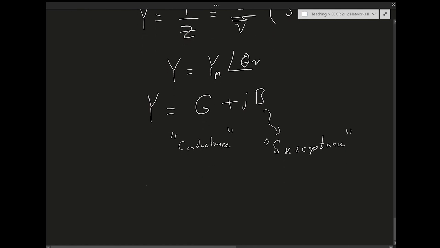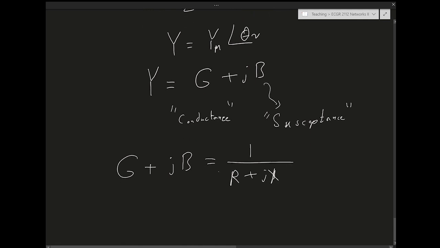Right? And then we can relate the rectangular form of both together. So G plus jB, which is the admittance. If I invert it, I get the impedance, or it's the inverse of the impedance. So it's the inverse of 1 over R plus jX. So this allows me to relate G and B to R and X, right?